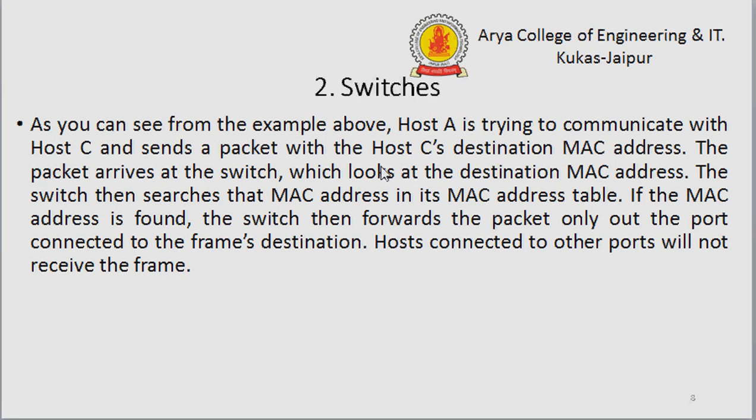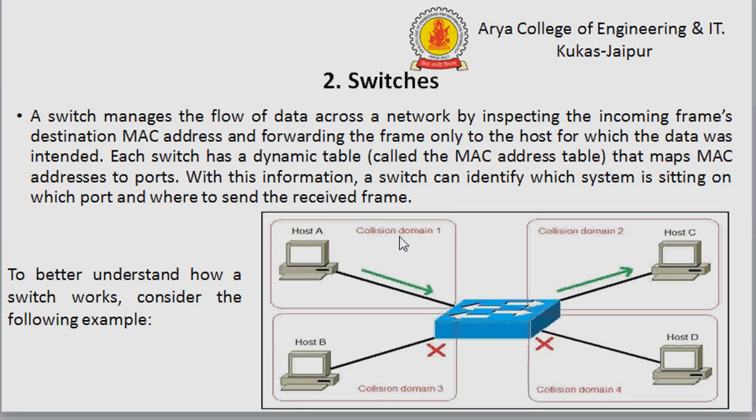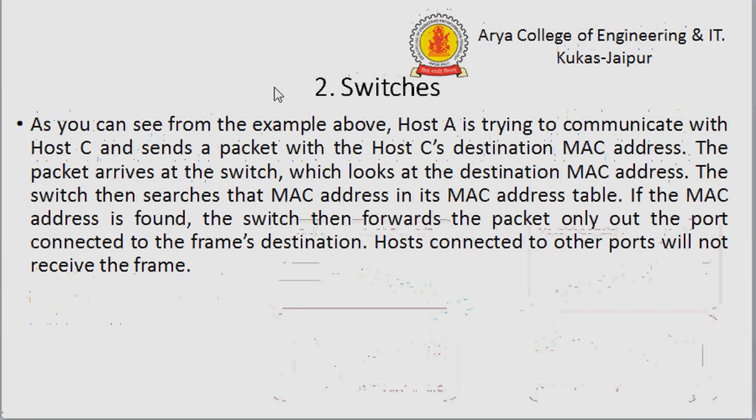The packet arrives at the switch, which looks at the destination MAC address. The switch then searches for that MAC address in its MAC address table. If the MAC address is found, the switch forwards the packets only out the port connected to the frame's destination. Hosts connected to other ports will not receive the frame. The working of this example is shown in this slide.